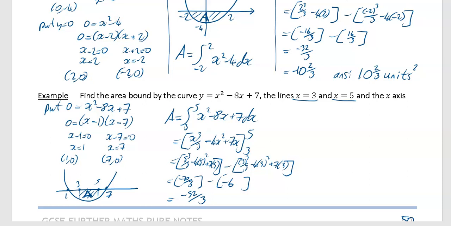Okay, so it's negative. It's negative because it was underneath the graph, but remember you have to give it the positive answer. So your answer, area equals, and minus 52 over 3 will be positive, 52 over 3, which will be 17 1/3, and remember it's units squared as its area.